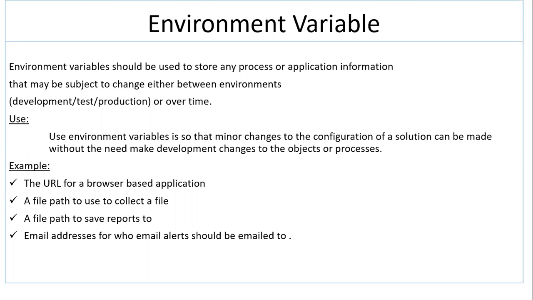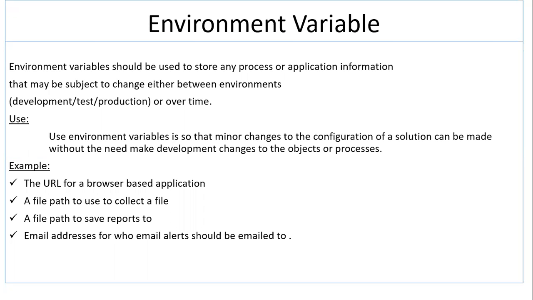The URL for a browser-based application, of course, will change from lower to higher environment. In dev you will have a different URL, and when it goes to production or UAT, it will have a different URL. So you can keep the URL of your business process applications as an environment variable. When it keeps changing, you can update it in your environment variable so that you don't need code changes.